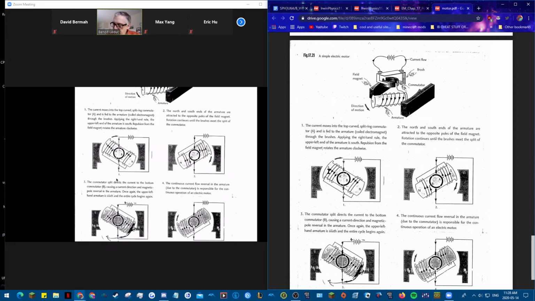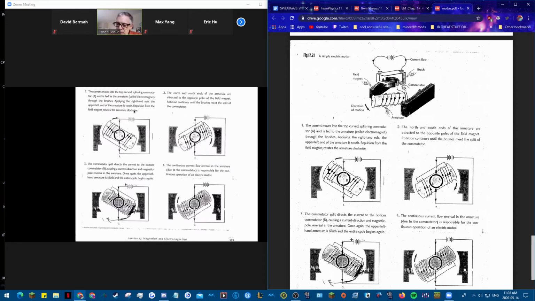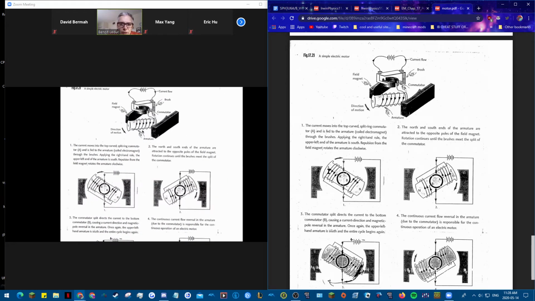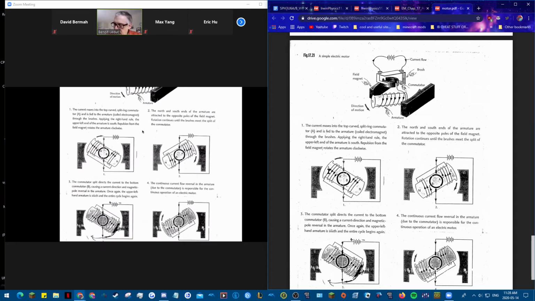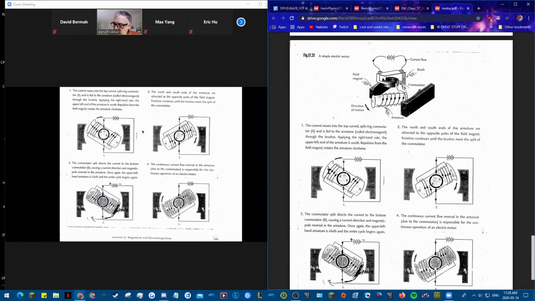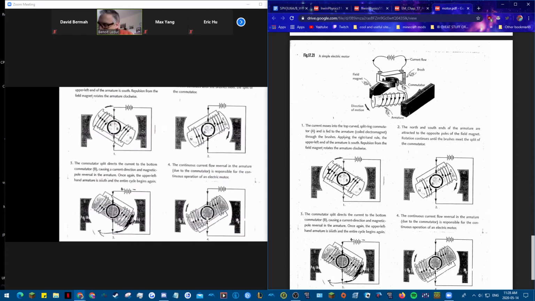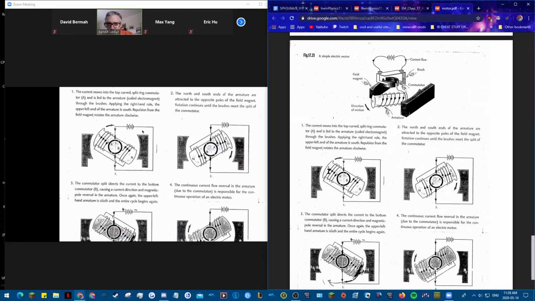So what you want to do is make sure that this coil goes in the same direction. Okay, all right, so let's look at this. Let's follow the current here. I'll put it in red.